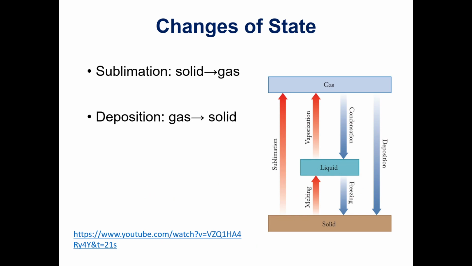The two that might be a little less familiar are sublimation and deposition. Sublimation is a solid to a gas. If you think of something like carbon dioxide as a solid, that is what is known as dry ice. If you leave dry ice out at room temperature, it does not melt into a liquid. It turns directly from a solid into a gas. That process is called sublimation. If we go in the opposite direction, directly from a gas to a solid, we call that deposition.